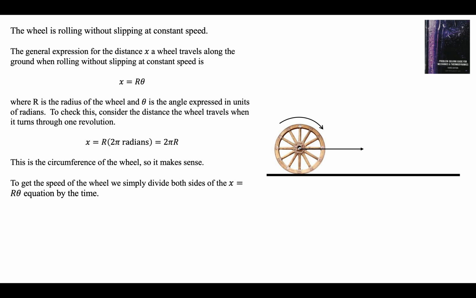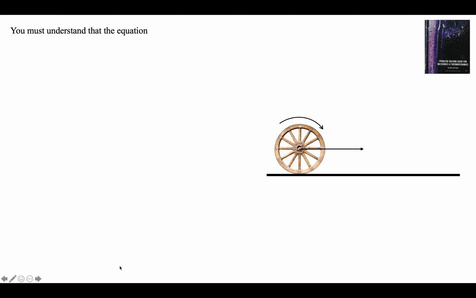To get to the speed of the wheel, we just divide both sides by the time. x over t is the speed. Theta over t is omega. So v is omega r. Not true in general, only rolling without slipping. And I emphasize this because students apply this when they shouldn't. Only true when the wheel's rolling without slipping.